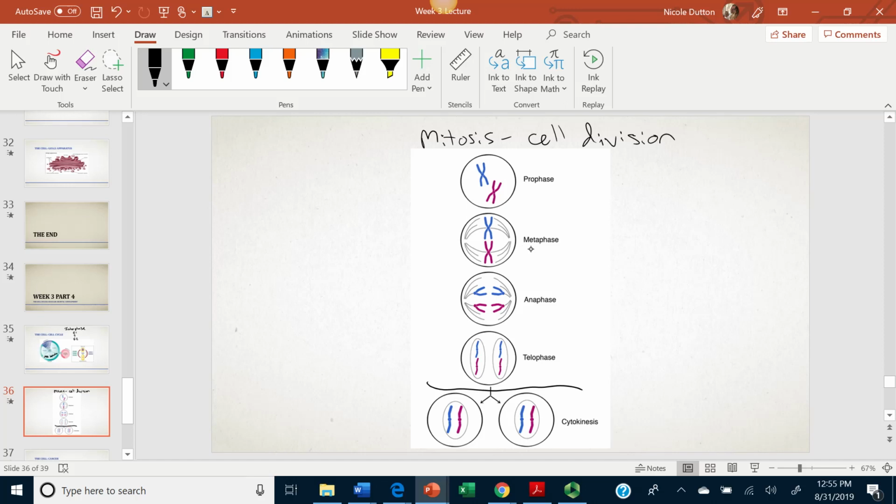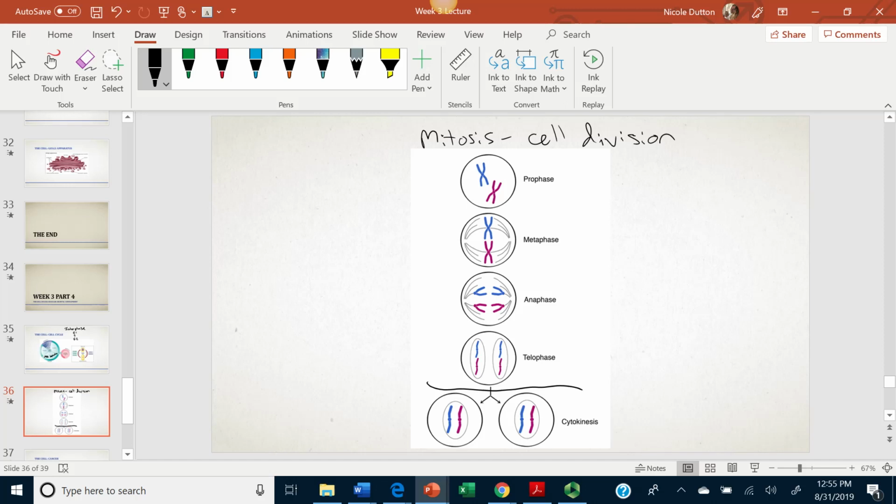The next thing that happens is metaphase. In metaphase, these spindle fibers cause these chromosomes to align directly in the center of the cell. So in metaphase, the chromosomes line up in the center of the cell. Once they're all lined up in the center, it's easier to split them so that some chromosomes can go to one side of the cell while others go to the other side of the cell.